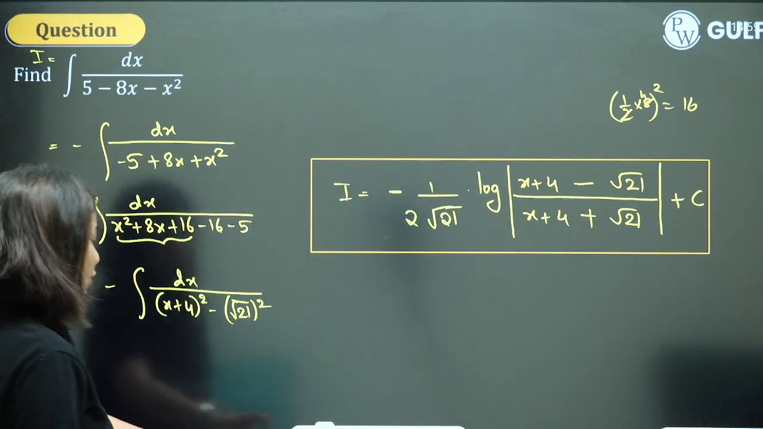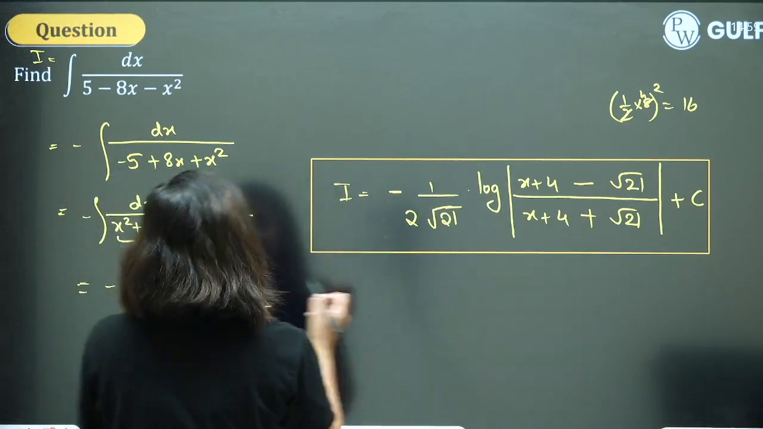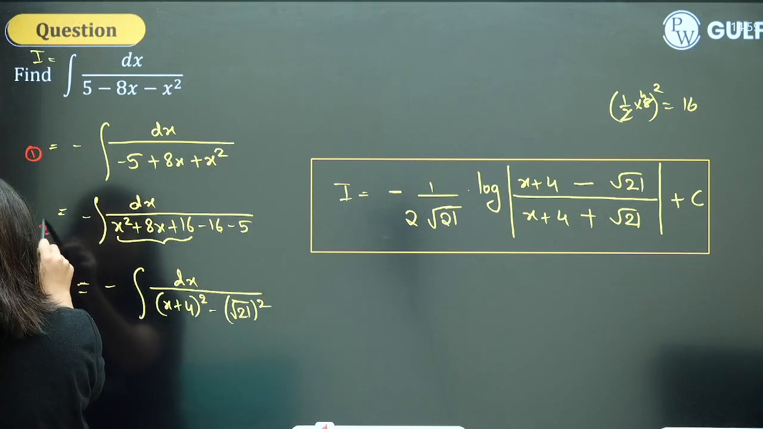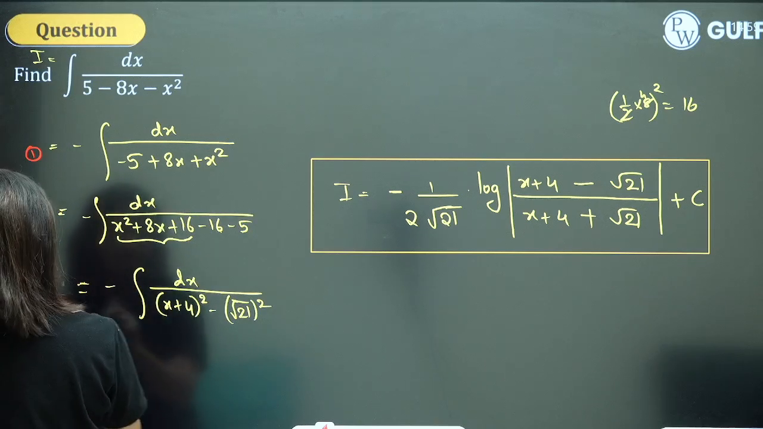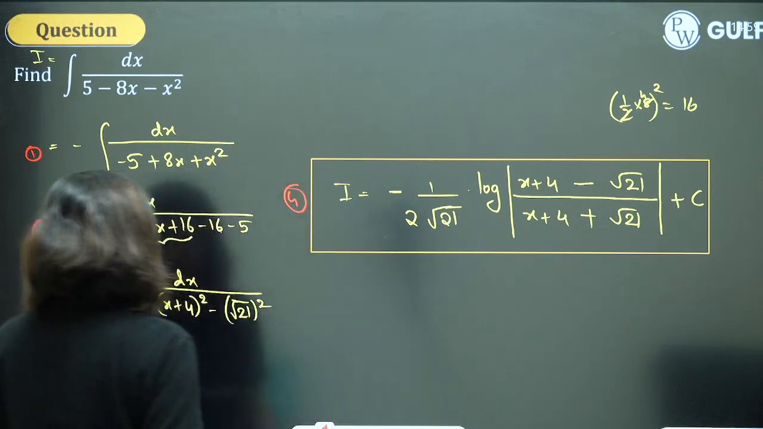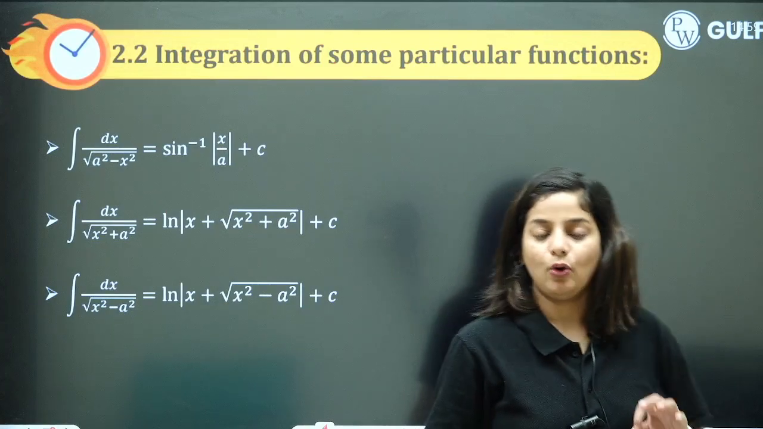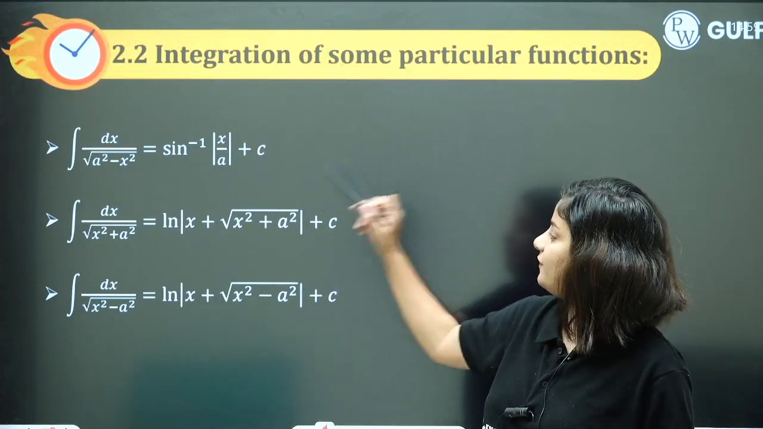That's how we follow the 4 steps in a question. First step, this minus sign was taken common. Second step, added and subtracted the third term to make a perfect square. Fourth step, use a formula. Done. Moving on.